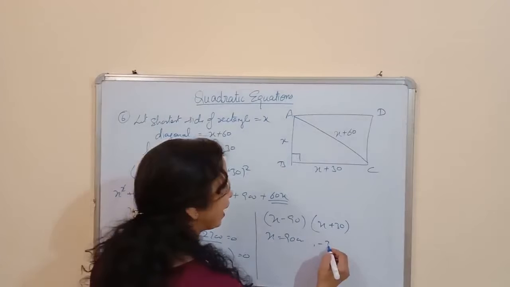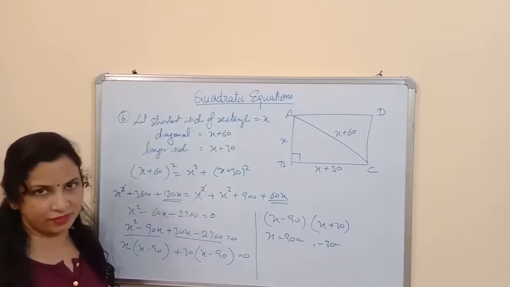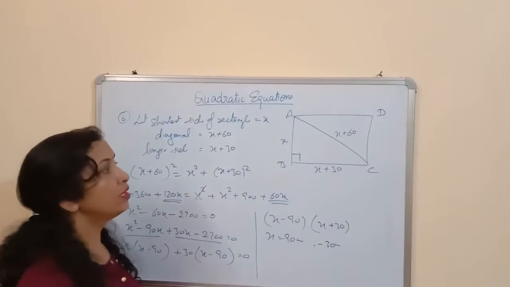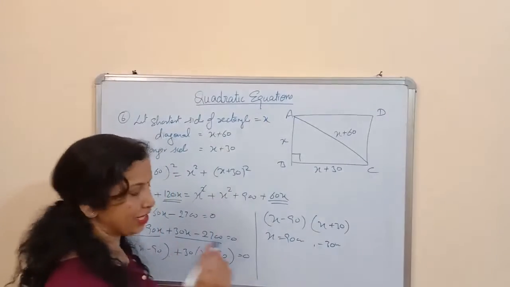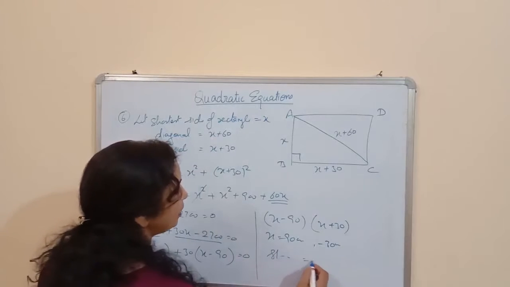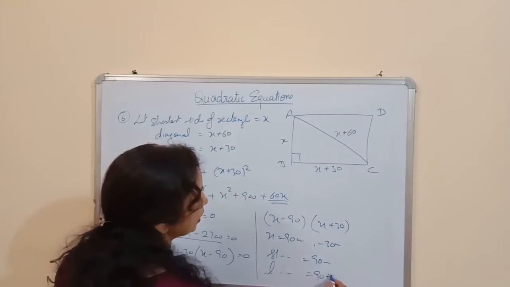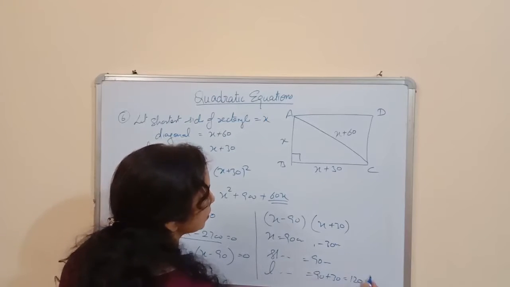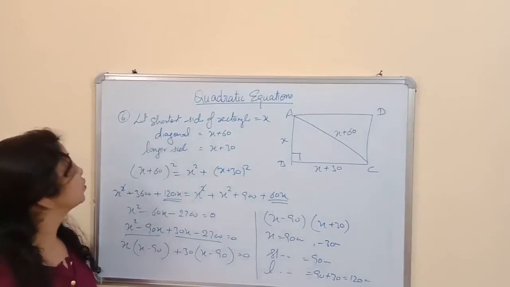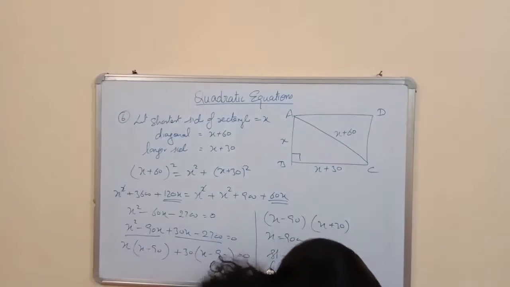Now you will say that the length or breadth of a rectangle cannot be negative. So it means the breadth of the rectangle is 90 centimeter. And what about the length? The shorter side will be 90 centimeter and the longer side will be 90 plus 30, it will be 120 centimeter. Okay, so this is question number 6. You can write it in your notebook.